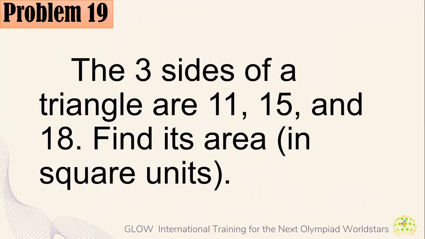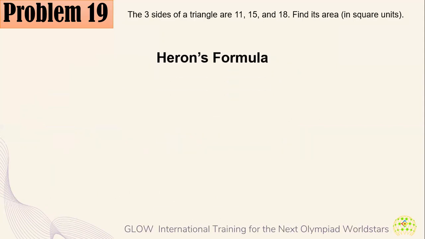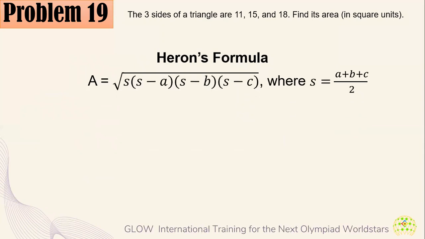The 3 sides of a triangle are 11, 15, and 18. Find its area in square units. You could actually see that this one is not a right triangle, but there are many ways of getting the area. And one way is by utilizing what we call Heron's formula.